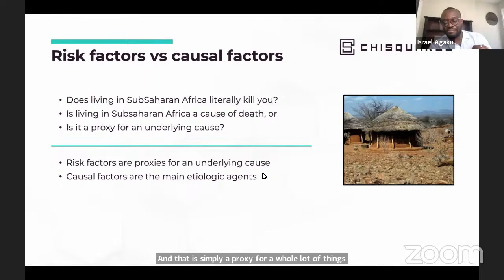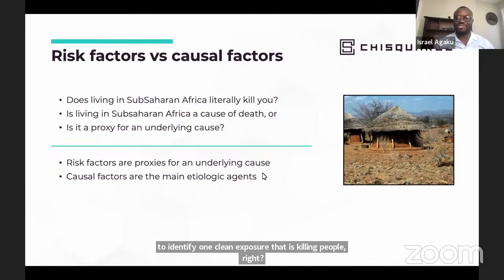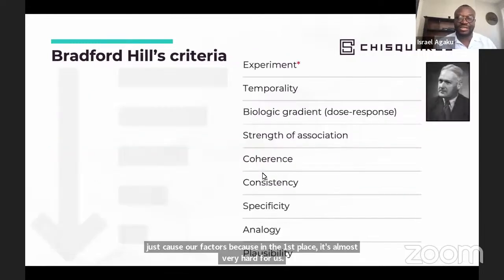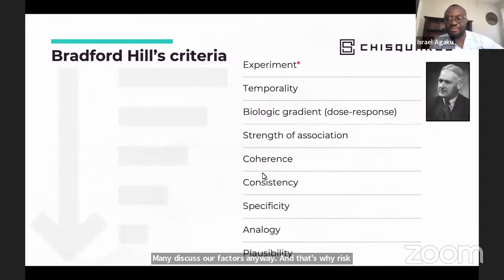So again, this is going back to our critique of Koch's postulates: it's not always very easy for us to identify one clean exposure that is killing people, right? Because there could be many, many things at play that is impossible for us to cleanly identify each one of them individually. And that is why in epidemiology, we use risk factors a lot as opposed to just causal factors, because in the first place, it's very hard for us to measure those causal factors anyway. And that's why risk factors become very important in epidemiology overall.